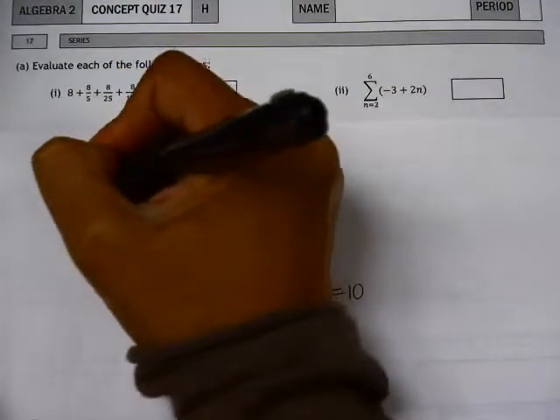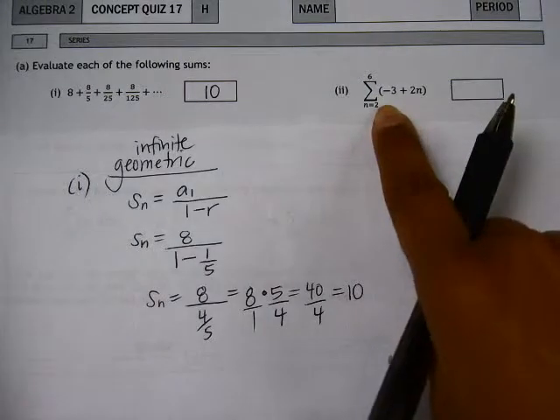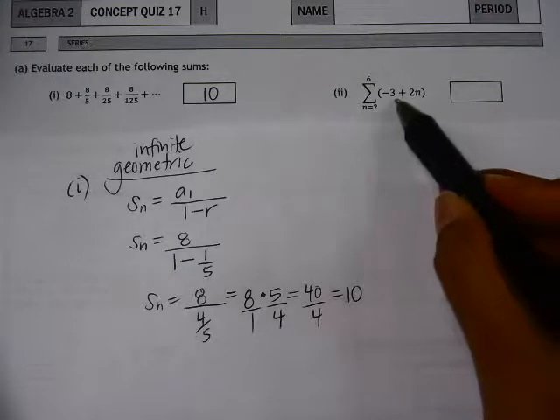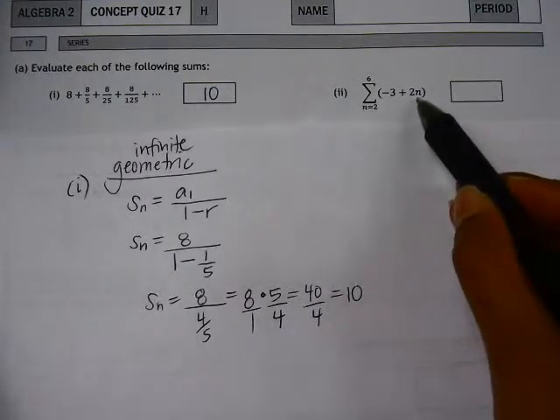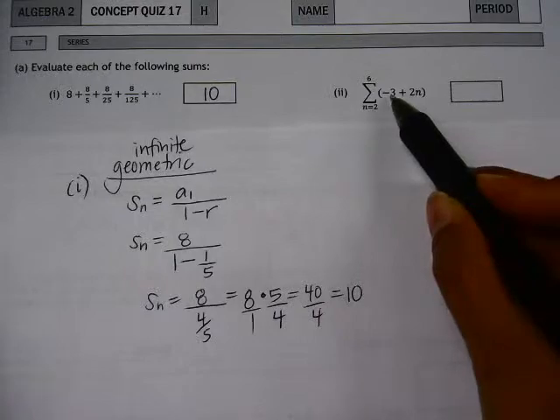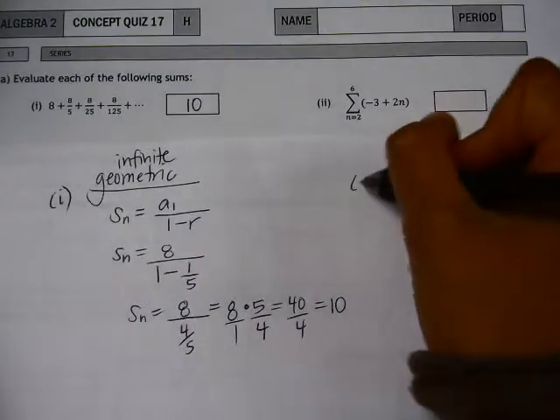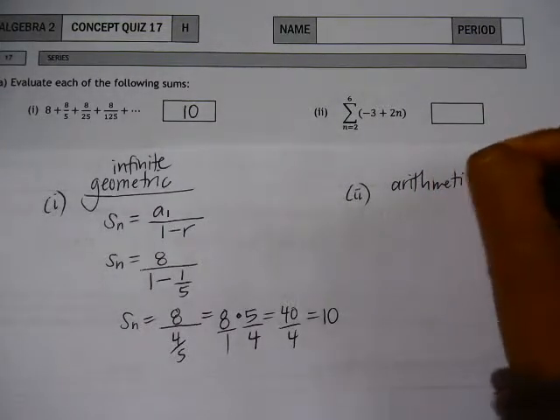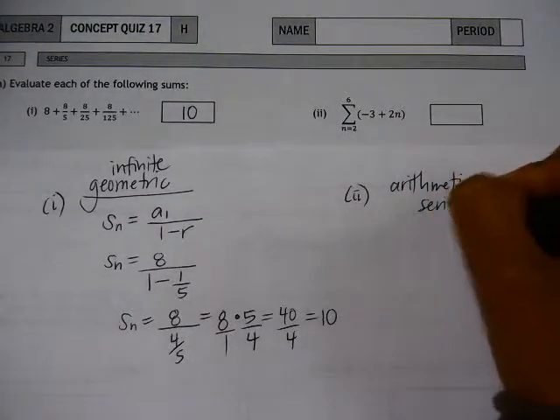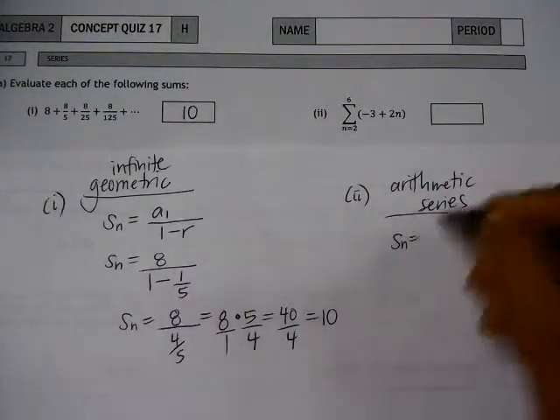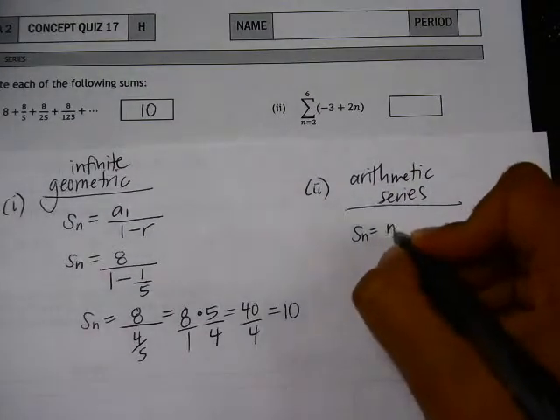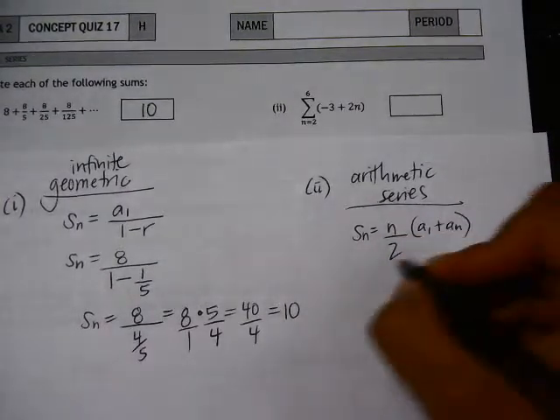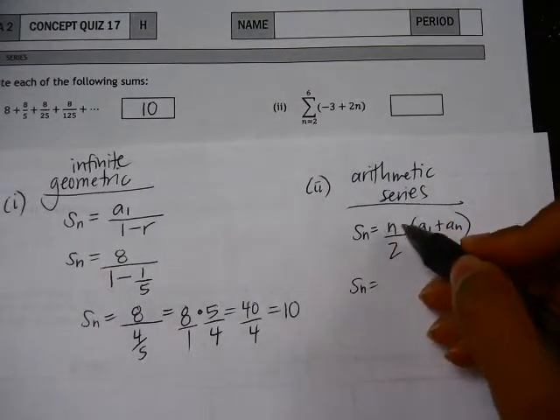Alright, the second one here, we have a series given in sigma notation. And looking at the expression here, we can tell that this is an arithmetic series because it has an arithmetic formula. So the formula for an arithmetic series sum would be n over 2 times the first term plus the last term. So in this case, n represents the number of terms.